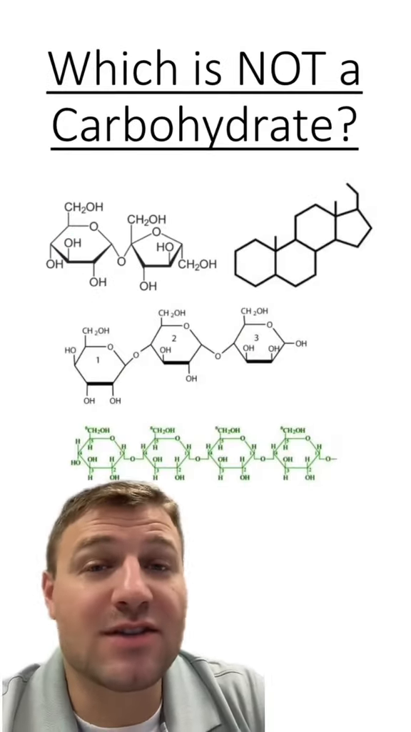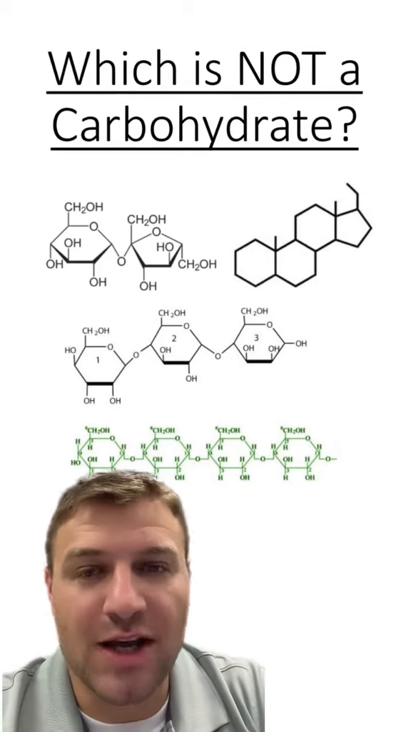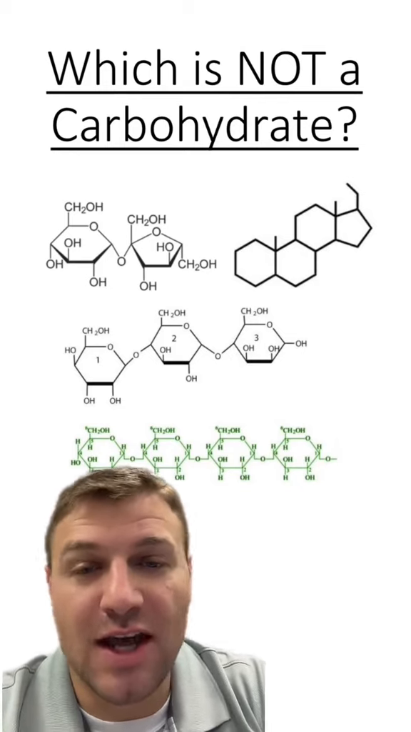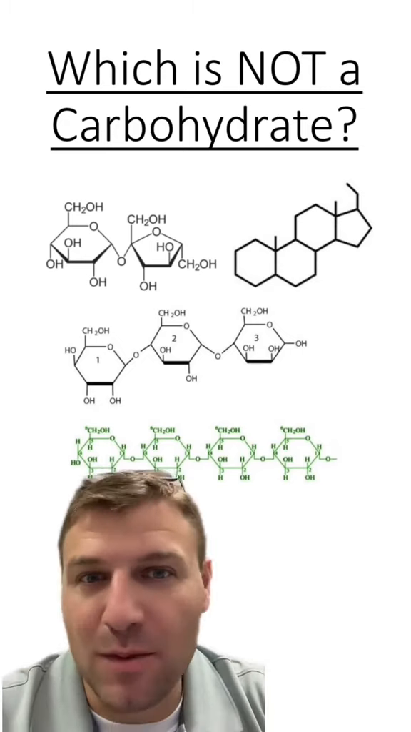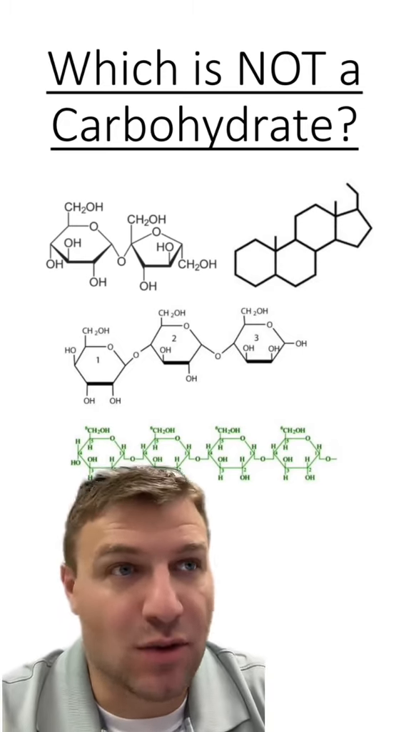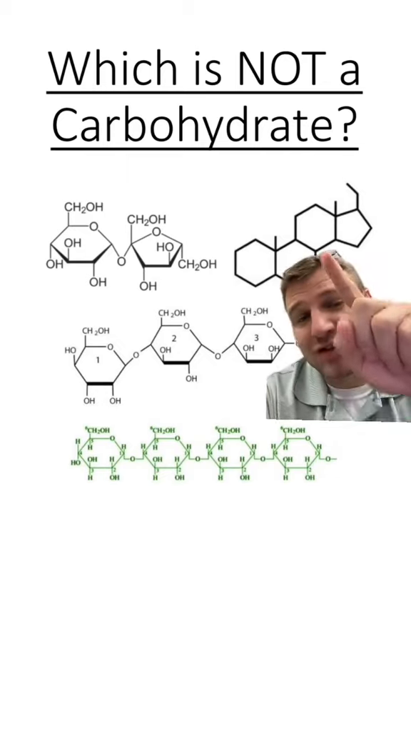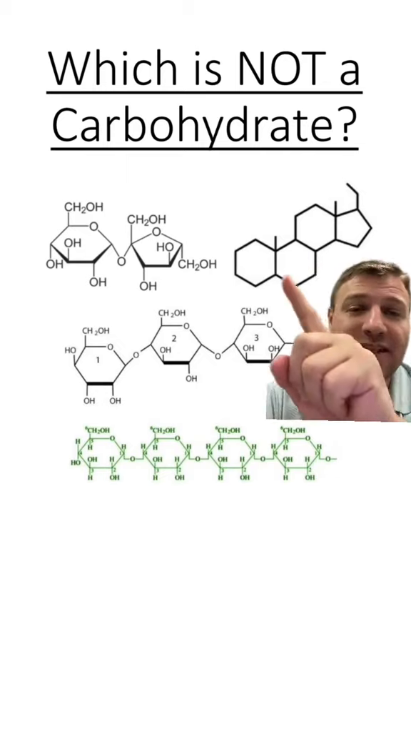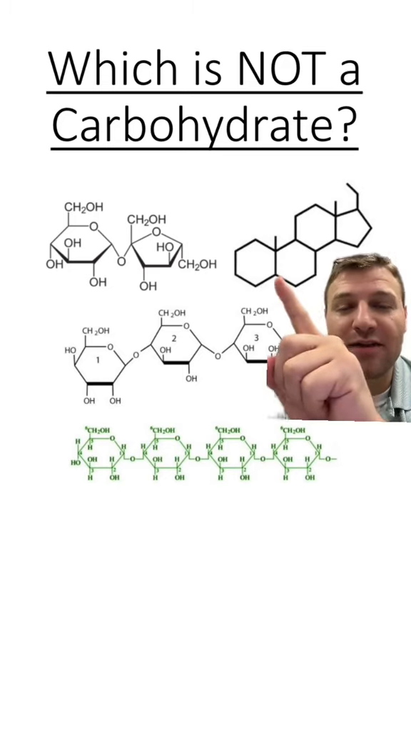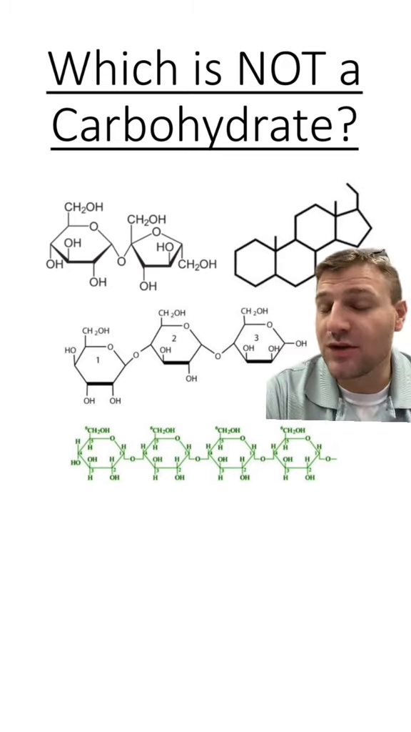Next, which one of these is not a carbohydrate? Remember, carbohydrates are made of carbon, hydrogen, and oxygen in a 1:2:1 ratio, and carbohydrates are made of monosaccharides or contain rings. This structure is not a carbohydrate. Even though it contains rings, this is a steroid. You can see how these 4 rings are fused together. So it's not a carbohydrate.